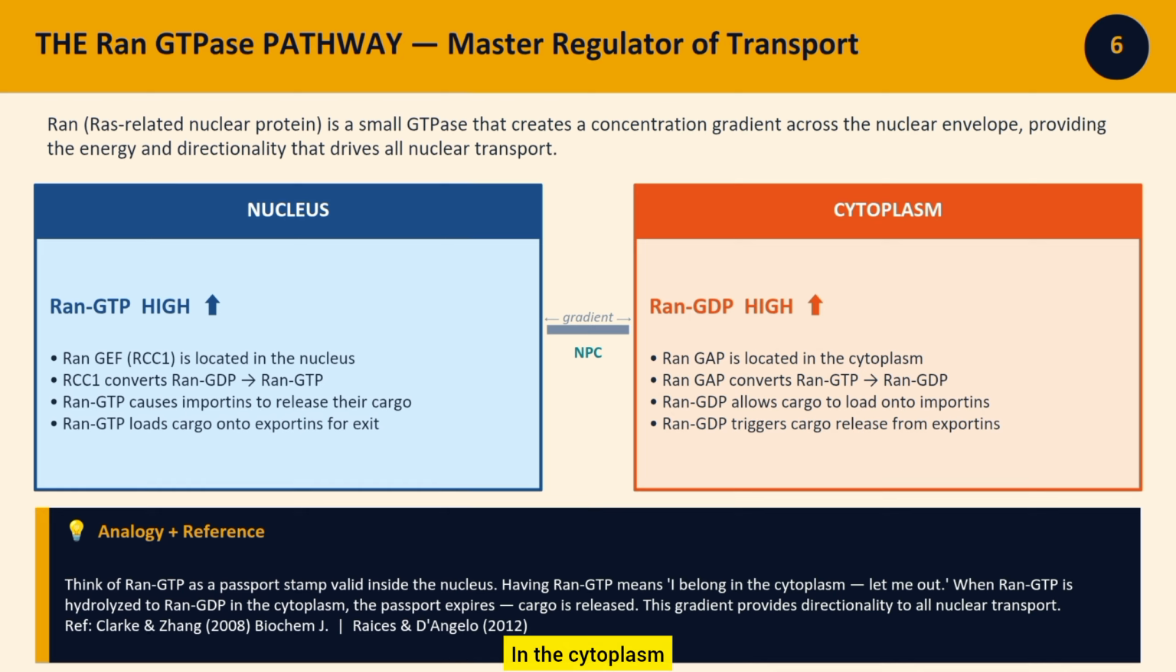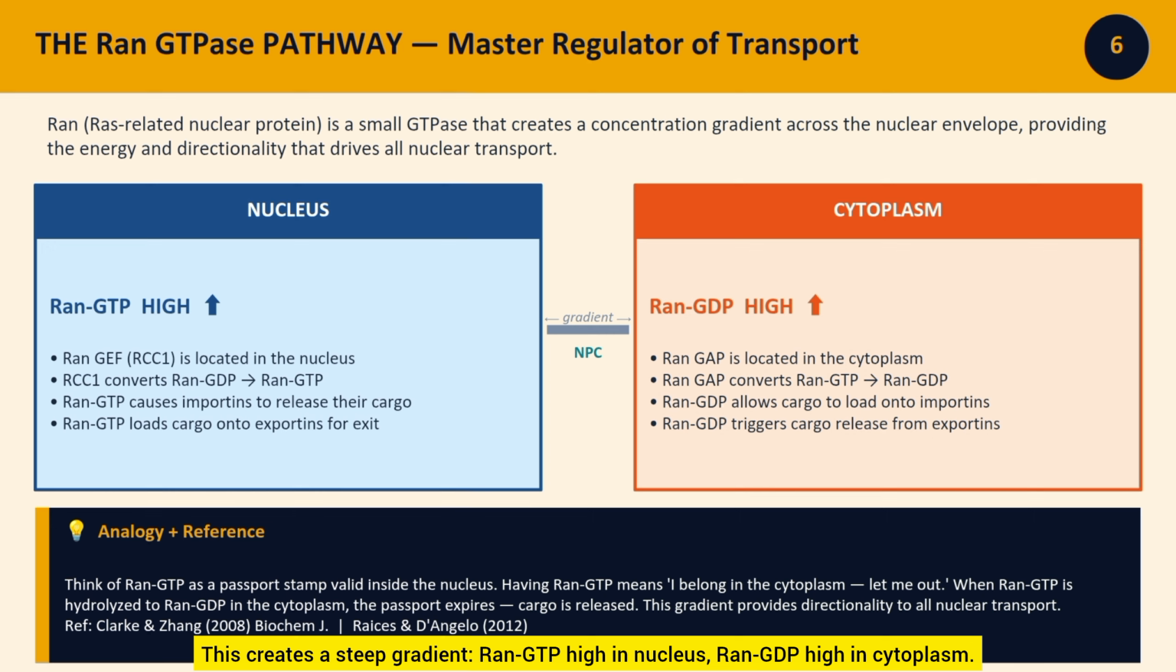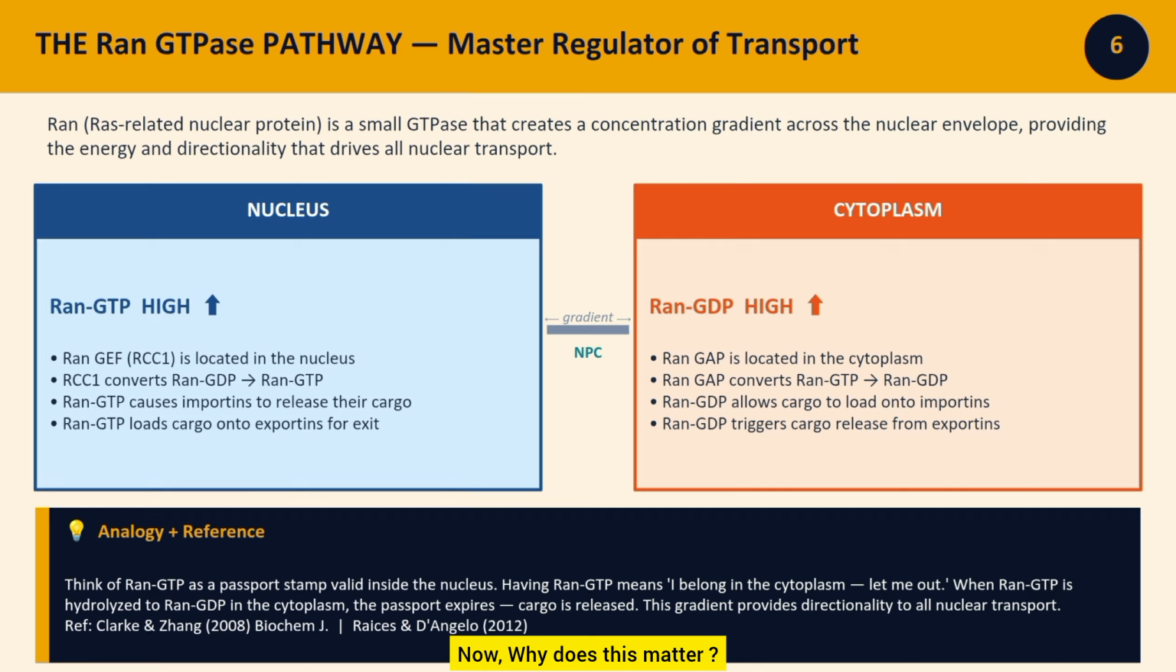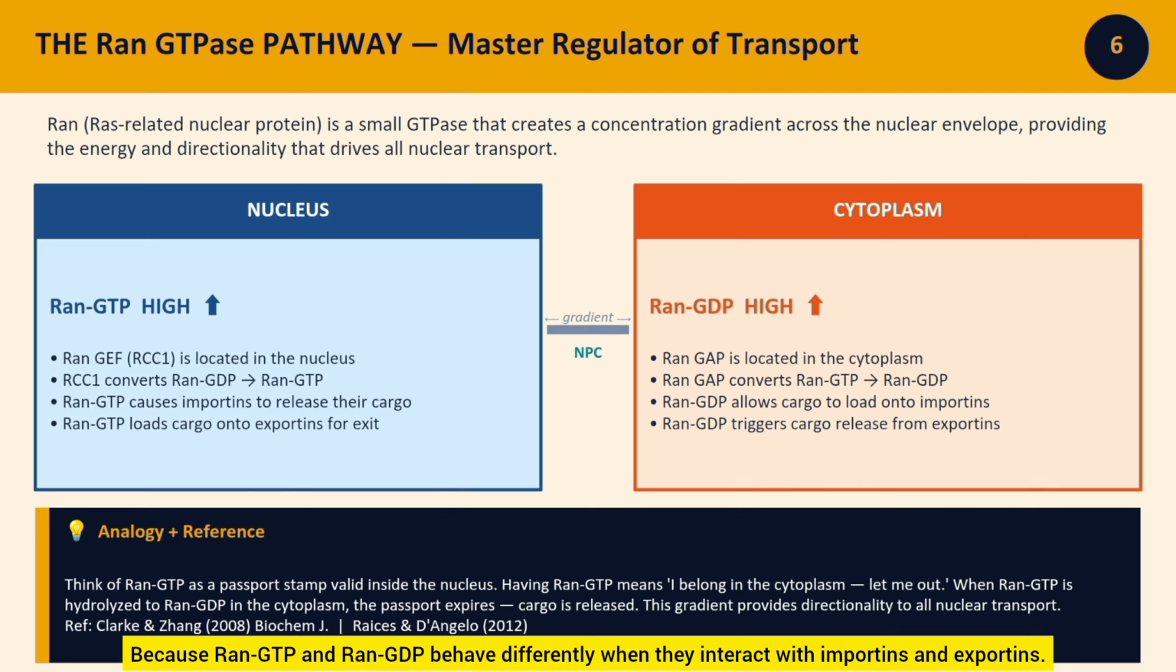In the cytoplasm, RAN is predominantly in the GDP-bound form. RAN-GDP is high. Why? Because in the cytoplasm there is a RAN-GAP, GTPase activating protein, which converts RAN-GTP back into RAN-GDP. This creates a steep gradient: RAN-GTP high in the nucleus, RAN-GDP high in the cytoplasm. Now, why does this matter? Because RAN-GTP and RAN-GDP behave differently when they interact with importins and exportins.